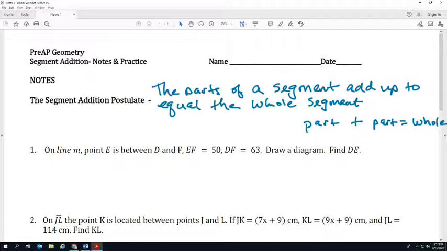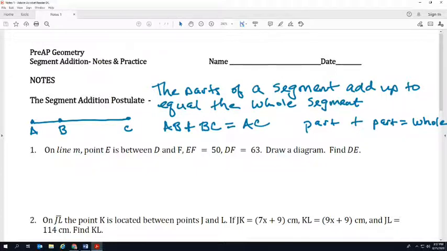All right, so for example, if we have a segment AC, and we've got B somewhere between A and C. We don't know if it's in the middle, so we can't use the midpoint or any of that. We can't say AB is equal to BC because we don't know if B is a midpoint. What we know is the parts, though, AB plus BC should equal the whole amount AC. So that's what we're going to focus on today.